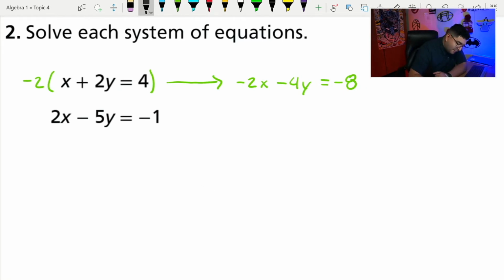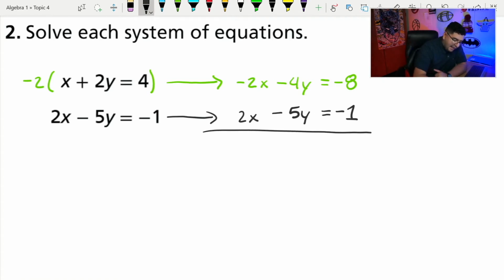Now what we're going to do is the bottom equation is not going to change at all. That one is going to stay 2x minus 5y equals negative 1. We're not multiplying that one by anything because there's no need to. Now I can go ahead and add these two. And this is one of the reasons why they call it the addition method, because you can add the two equations. I call it the elimination method, and that's what most people refer to this as.